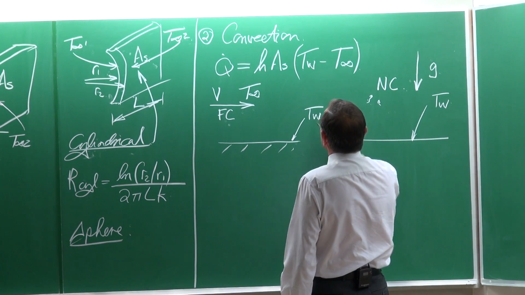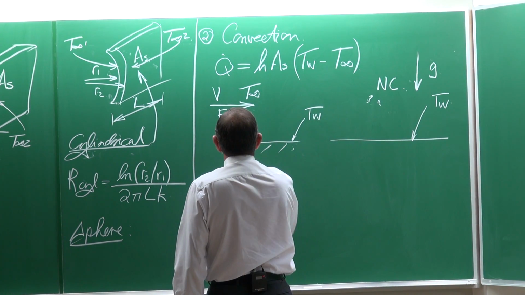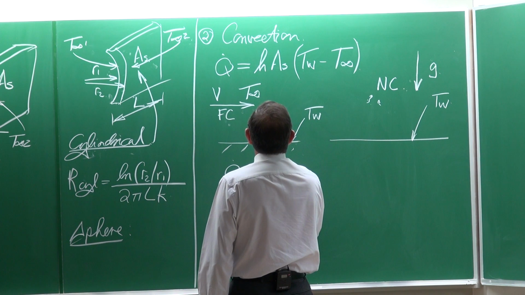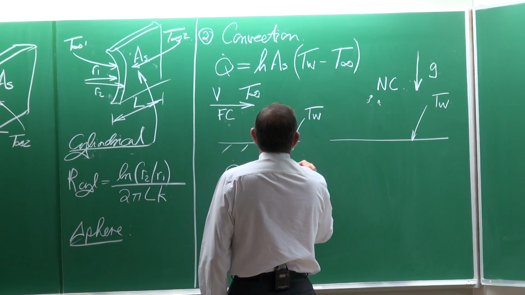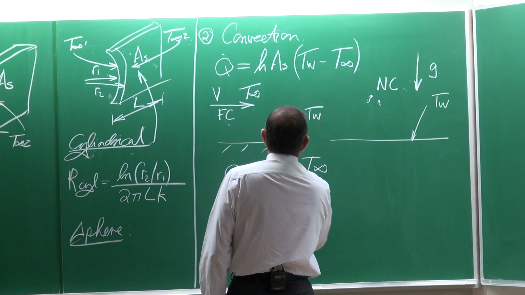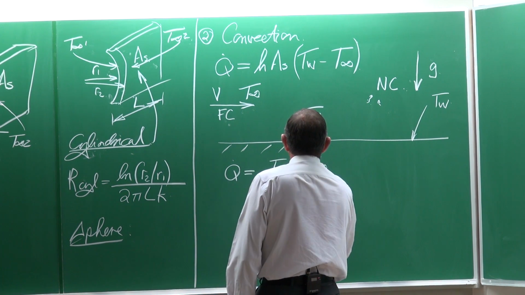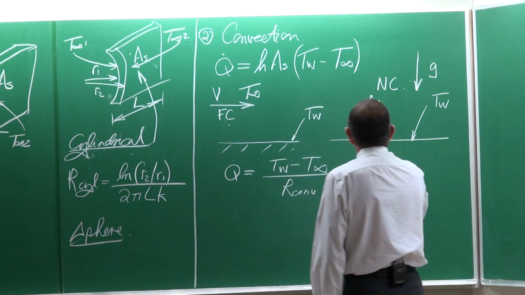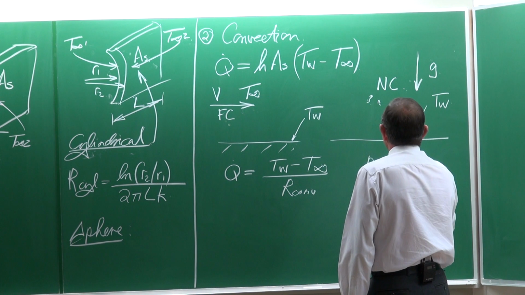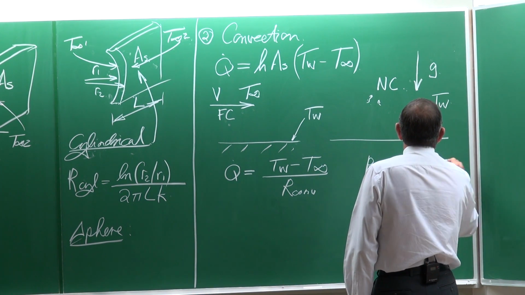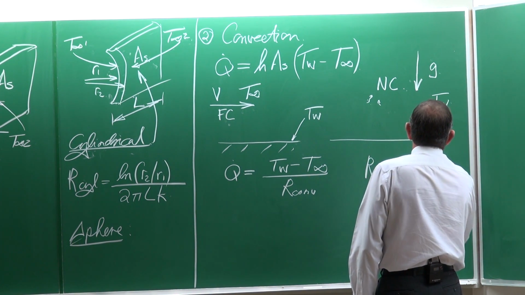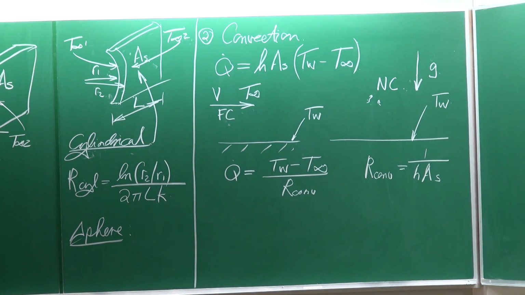So for convection heat transfer, we can write again that the heat transfer rate is equal to a temperature difference divided by the resistance of convection heat transfer, and the convection resistance is equal to 1 divided by the heat transfer coefficient multiplied by the surface area over which the heat transfer occurs. Do you remember that?